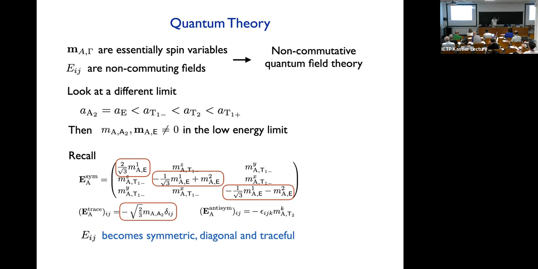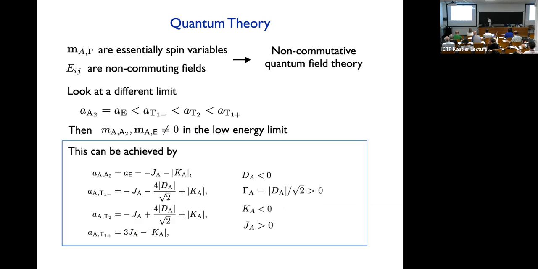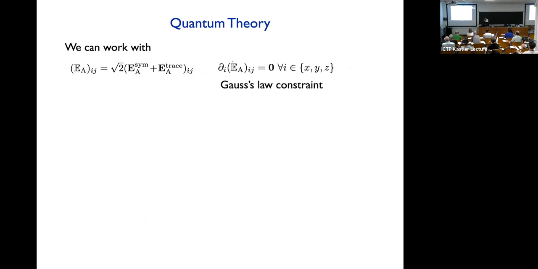So for example, you have basically the same kind of conservation law that I talked about. Okay, so let's see how it goes. And again, it doesn't really require a lot of fine tuning. You can get there by making some choices of interaction in the original model.